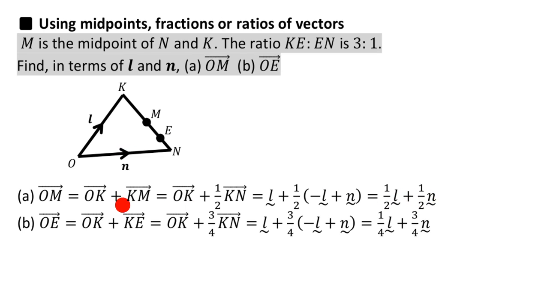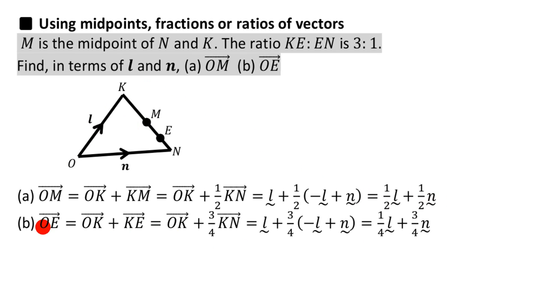Now if that sounds complicated, let's quickly go through that again. O to M is that plus that. That is obviously L, and that is half of this bigger line. This bigger line, K to N, is really easy: it's minus L plus N. So it's L plus half of minus L plus N, and that simplifies to this stuff there.